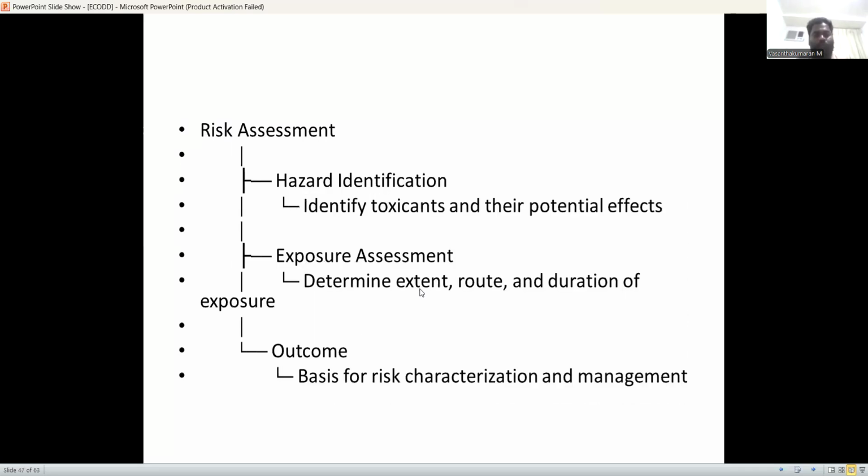Okay, so again I said, this is the risk assessment we should do. We should know what azad is. Azad is a toxic.